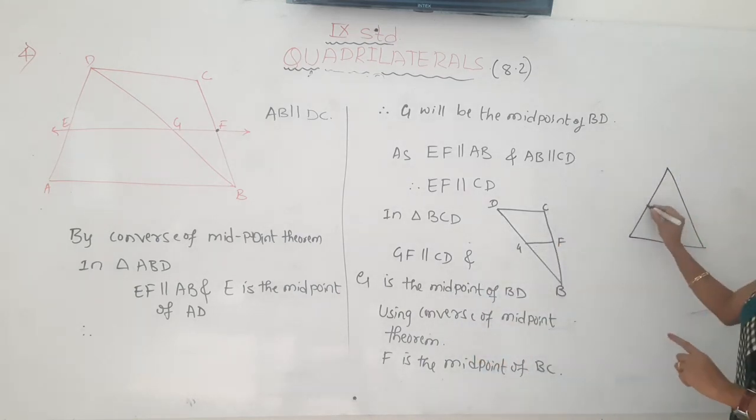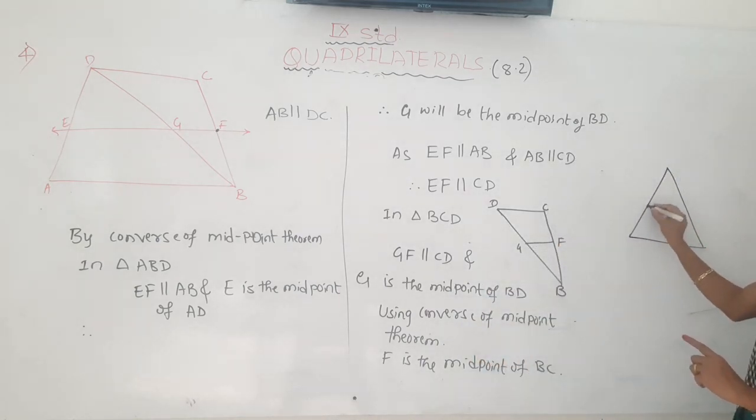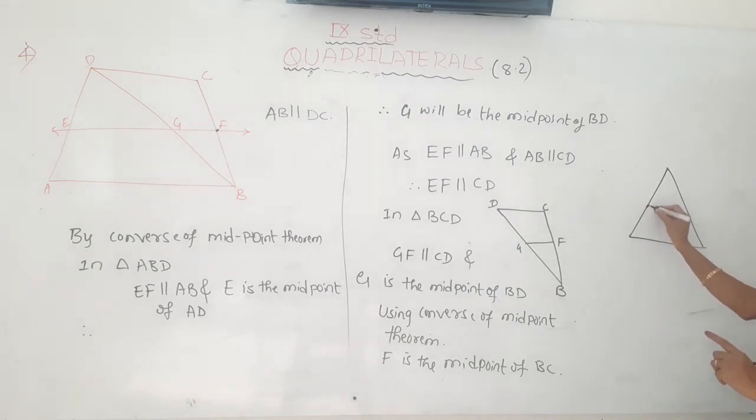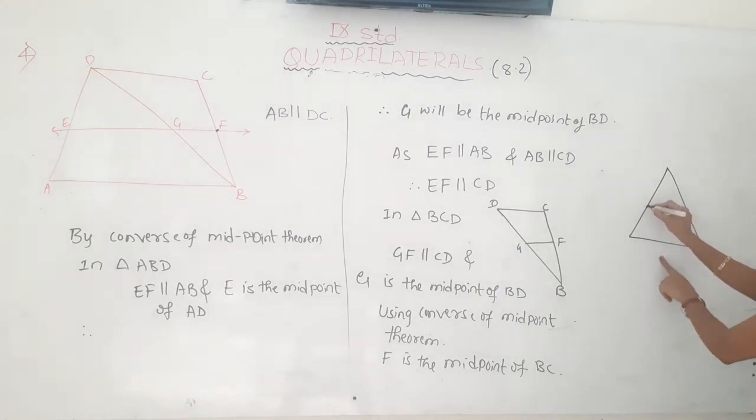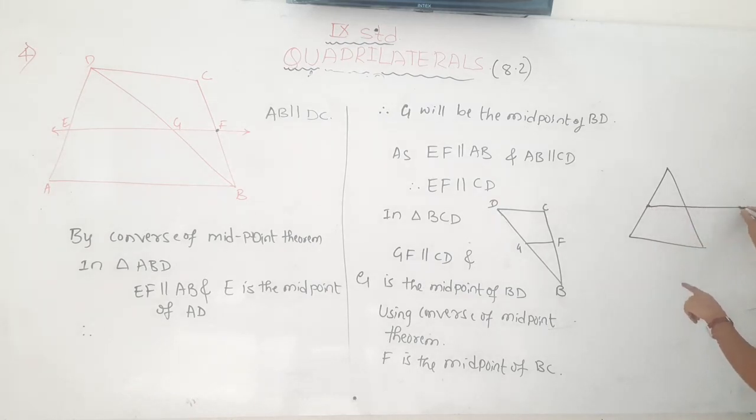The line which is drawn from the midpoint of one side of the triangle is parallel to the second side, and it also bisects its third side. Yes, I have studied that. What is that? The converse of the midpoint theorem.